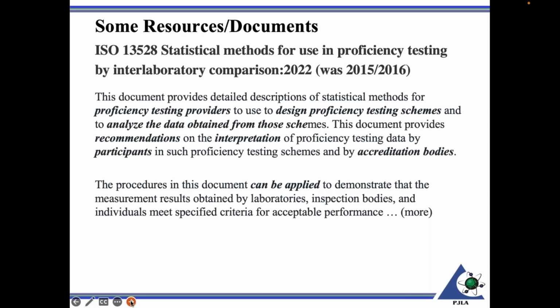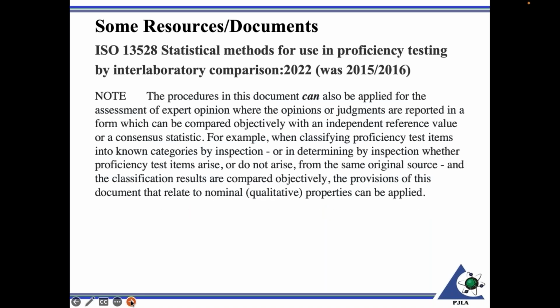And it says these procedures can be applied to demonstrate that the measurement results obtained by the laboratories or inspection bodies and individuals meet specified criteria for acceptable performance. And they can also be applied for the assessment of things like expert opinions, where opinions or judgments are reported, and they can be compared objectively with an independent reference value or a consensus statistic. So we do have a lot of testing where there might be a quantitative method, but also there's a qualitative type of evaluation as well.